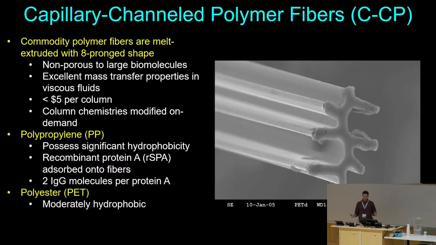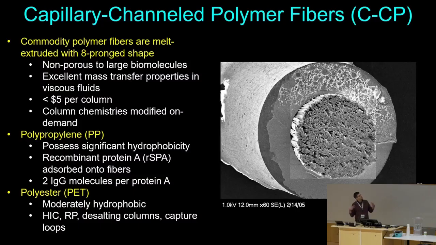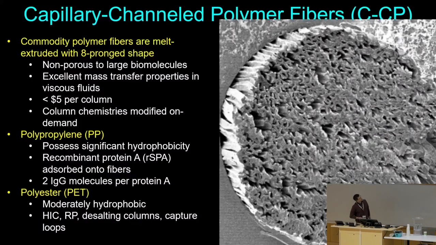And this is moderately hydrophobic, and we've used this for hydrophobic interaction chromatography, reverse phase, used them as the desalting columns and as capture loops. And so when packed into a column, the fibers, the 8-prong shape, interdigitate, forming hundreds of micrometer-sized capillary channels. We'll zoom in on a picture.